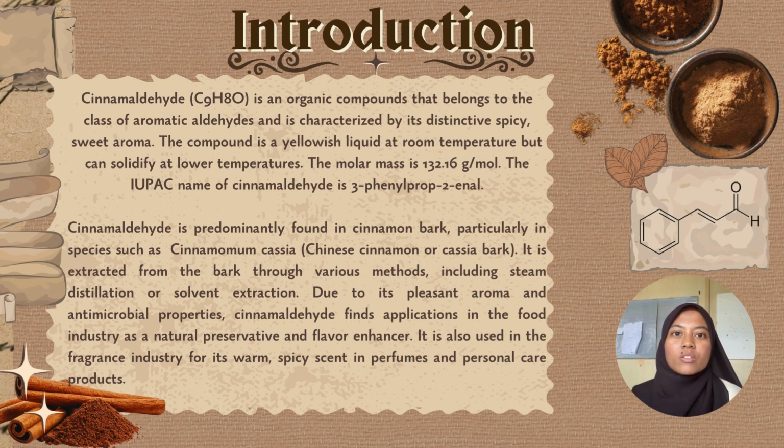The molar mass of cinnamaldehyde is 132.16 gram per mole and the IUPAC name of this compound is 3-phenylprop-2-enal. And next, cinnamaldehyde is predominantly found in cinnamon bark, particularly in species such as Cinnamomum cassia or Chinese cinnamon. It is extracted from the bark through various methods including steam distillation or solvent extraction.